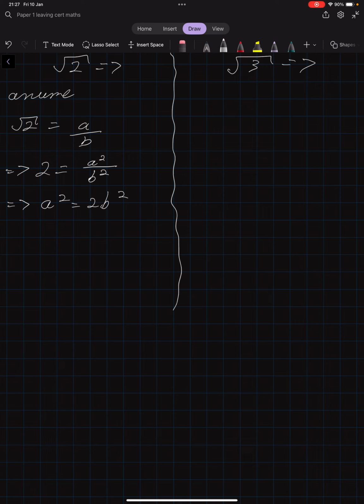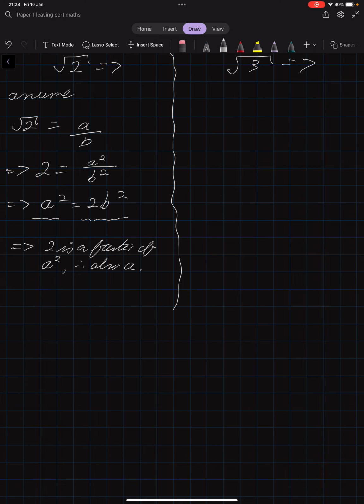But what you get is that because a squared equals 2b squared, b is going to be a whole number and so is a. Basically, this implies that 2 is a factor of a squared and therefore also a.